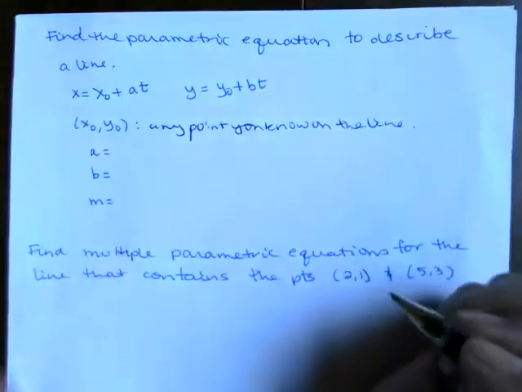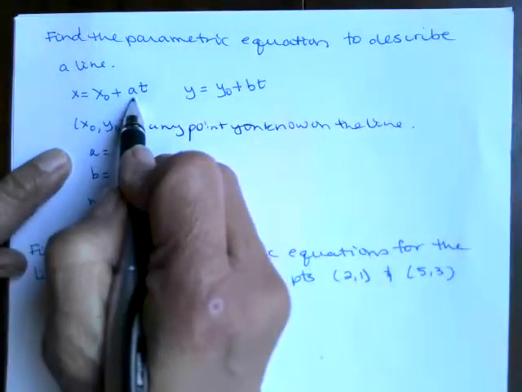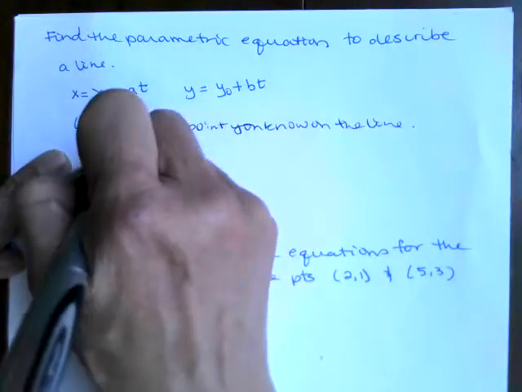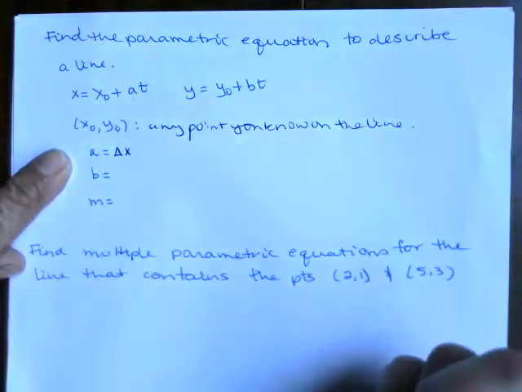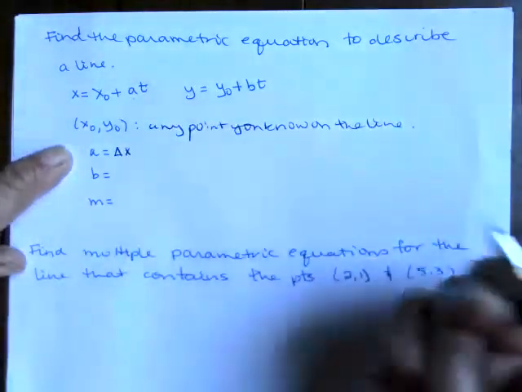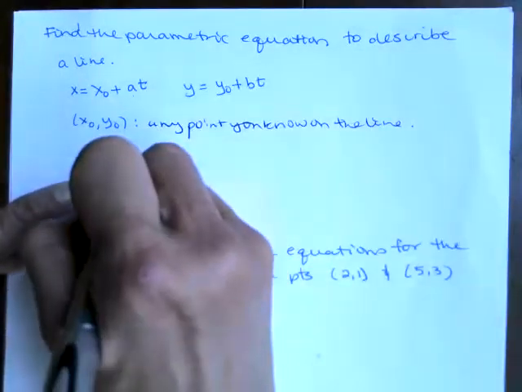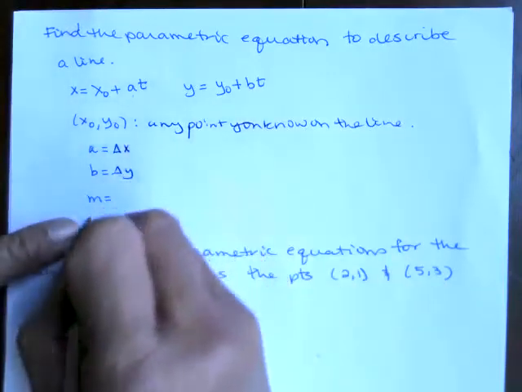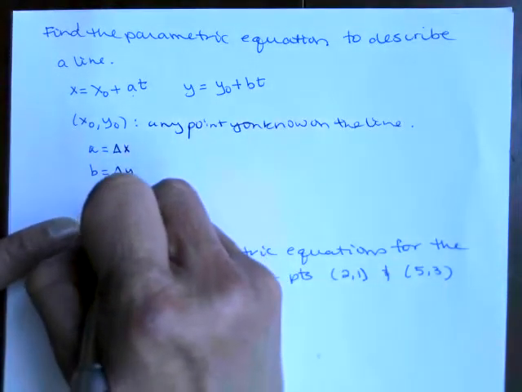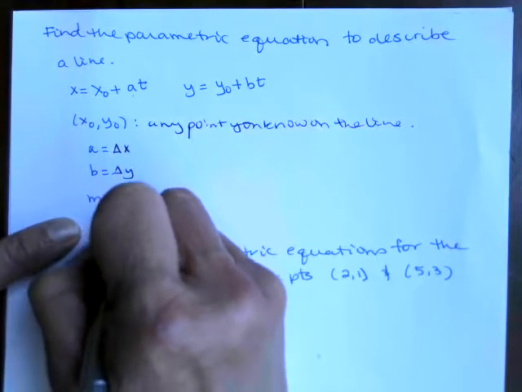Okay, so there'll be an x coordinate and a y coordinate. Okay, a is just going to be the change in x. So that's just the change in the x, or x2 minus x1, however. B is going to be our delta y. So then m, our slope, we know that, is delta y over delta x.